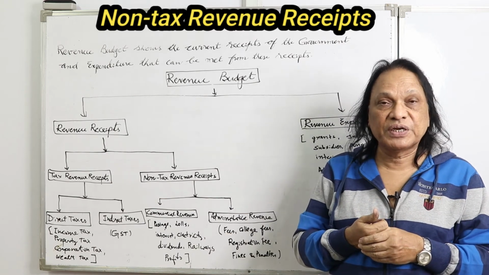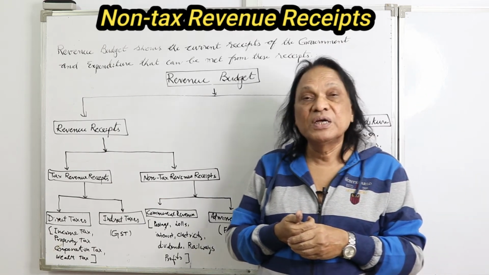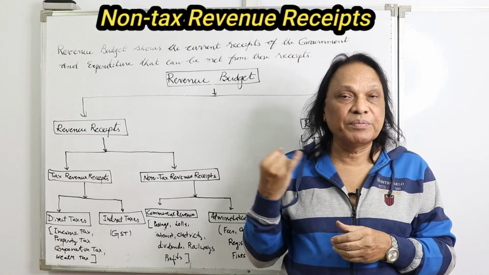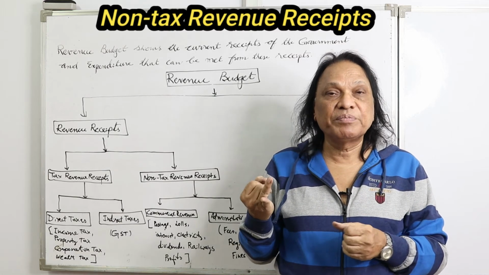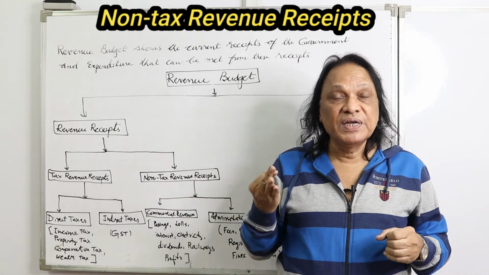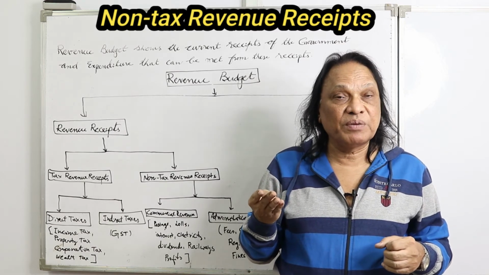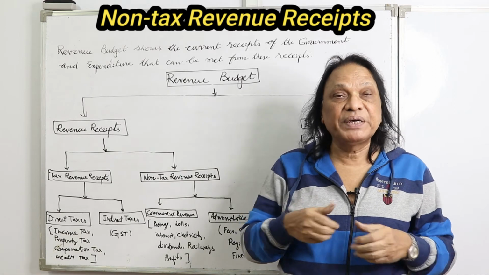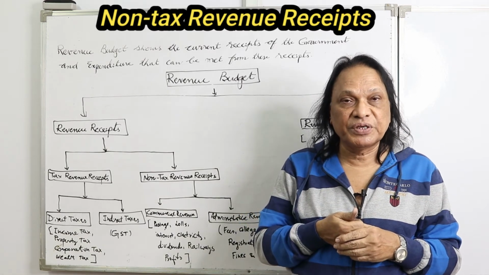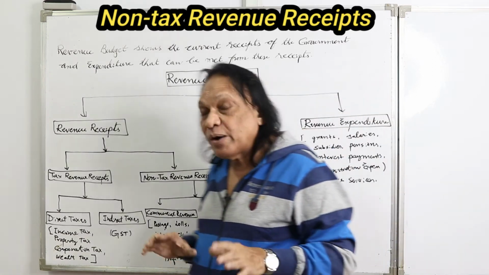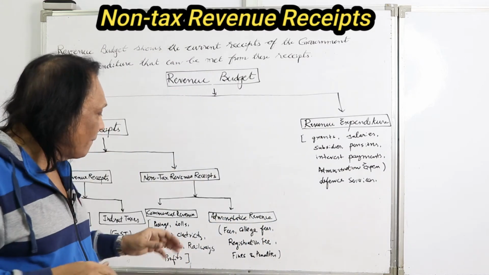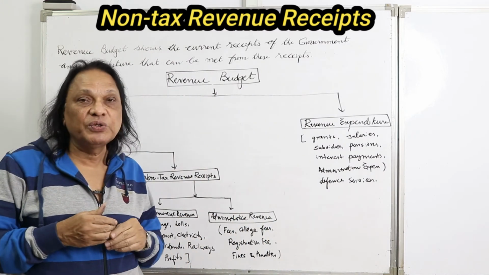Commercial revenue is the revenue which the government earns by selling goods and services. This can be income of the railways. This can be income of the public sector undertakings. This can be interest. This can be the postage stamps income which the government gets. These can be dividends. So this is commercial revenue. And the next one, you have administrative revenue. What exactly is administrative revenue?